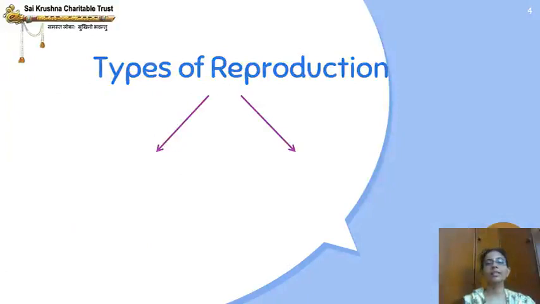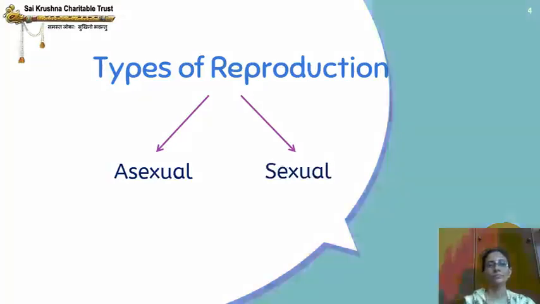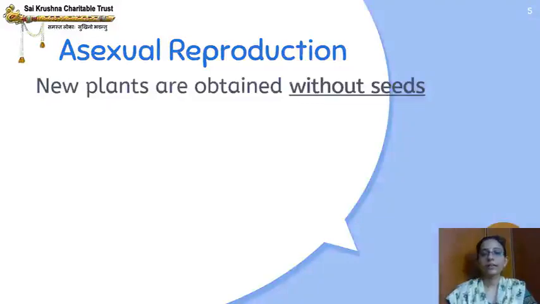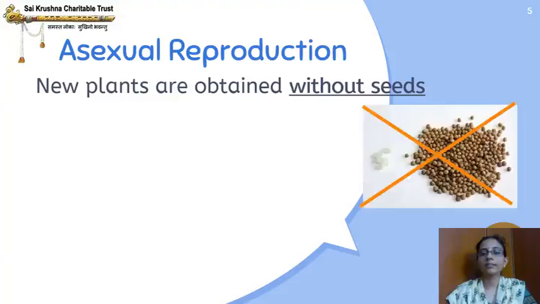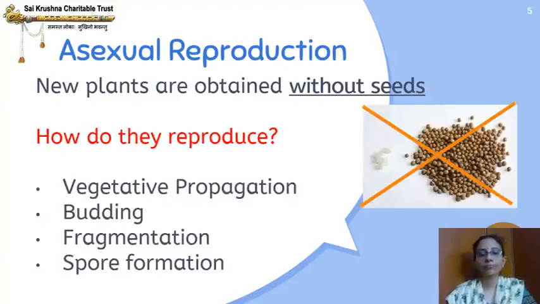Now let's see the two types of reproduction in plants. The first one is asexual reproduction and the second one is sexual reproduction. Let's see them in detail. First, let's see asexual reproduction. In this case, the new plants or the baby plants are produced without seeds. Yes, there are no seeds. Is that even possible? Yes, we'll see how.